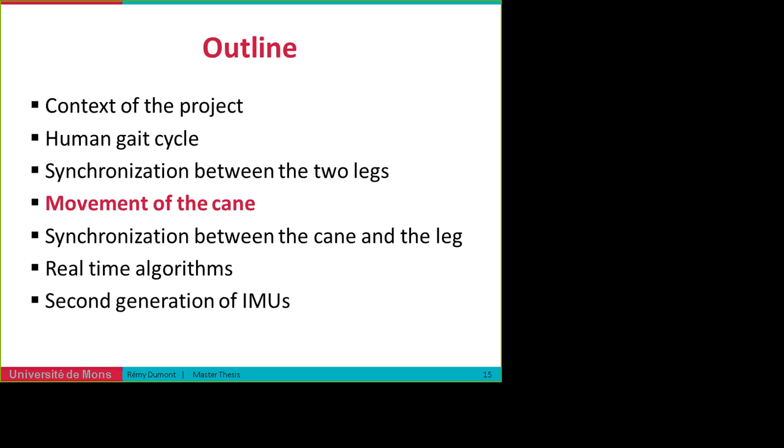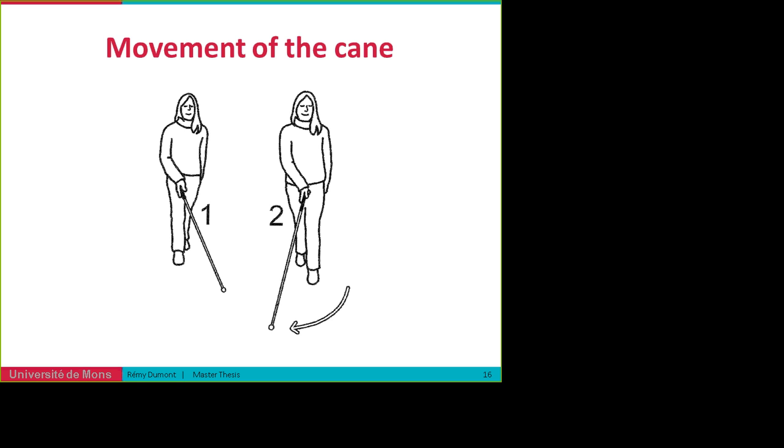After that, I'm going to present the movement of the cane. The basic rule for the movement of the cane is that the cane should always scan the zone where the next foot is going to land. That means that when the right foot is leading, the cane should scan the zone on the left-hand side of the body where the left foot is going to be. So from that you can see that the synchronization between the cane movement and the leg pattern is quite important.